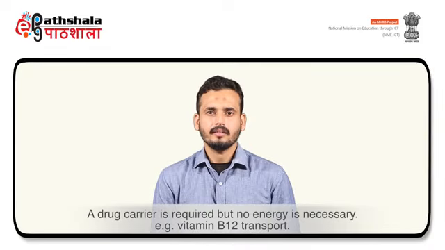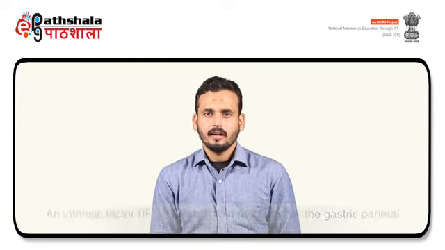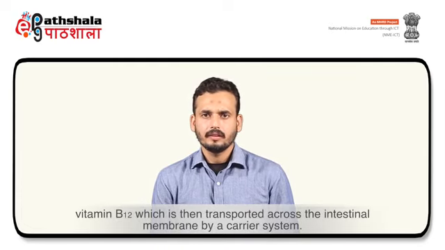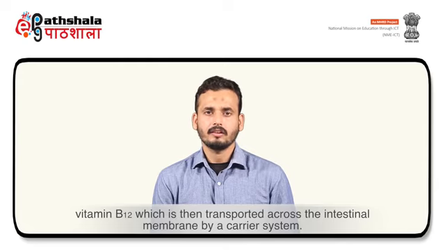A drug carrier is required but no energy is necessary. For example, vitamin B12 transport. An intrinsic factor, also known as IF, a glycoprotein produced by the gastric parietal cells, forms a complex with vitamin B12, which is then transported across the intestinal membrane by a carrier system.